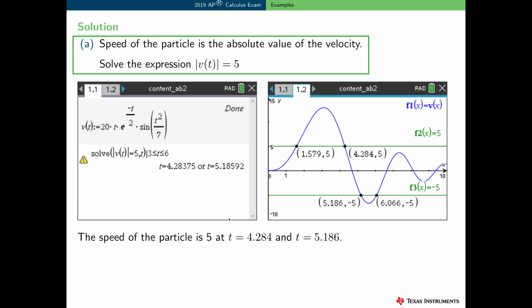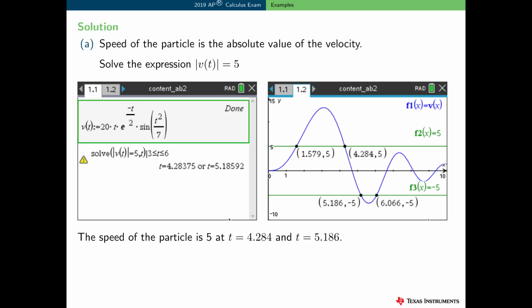The speed of the particle is the absolute value of the velocity, so that means we need to solve this expression for t. Now, due to the nature of the function v, I have to use technology to solve this problem. Using the TI-Nspire, on a calculator page, I first defined the function v. Then I did some exploring on a graph screen.